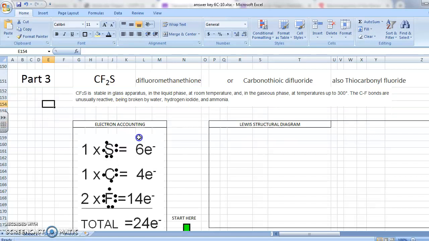But we have two fluorines on this molecule. Fluorines in family Roman 7 valence electrons, 2 times 7 is 14. We have a sulfur. Sulfur's in Roman 6 valence electrons. And we have a carbon, Roman 4 valence electrons.